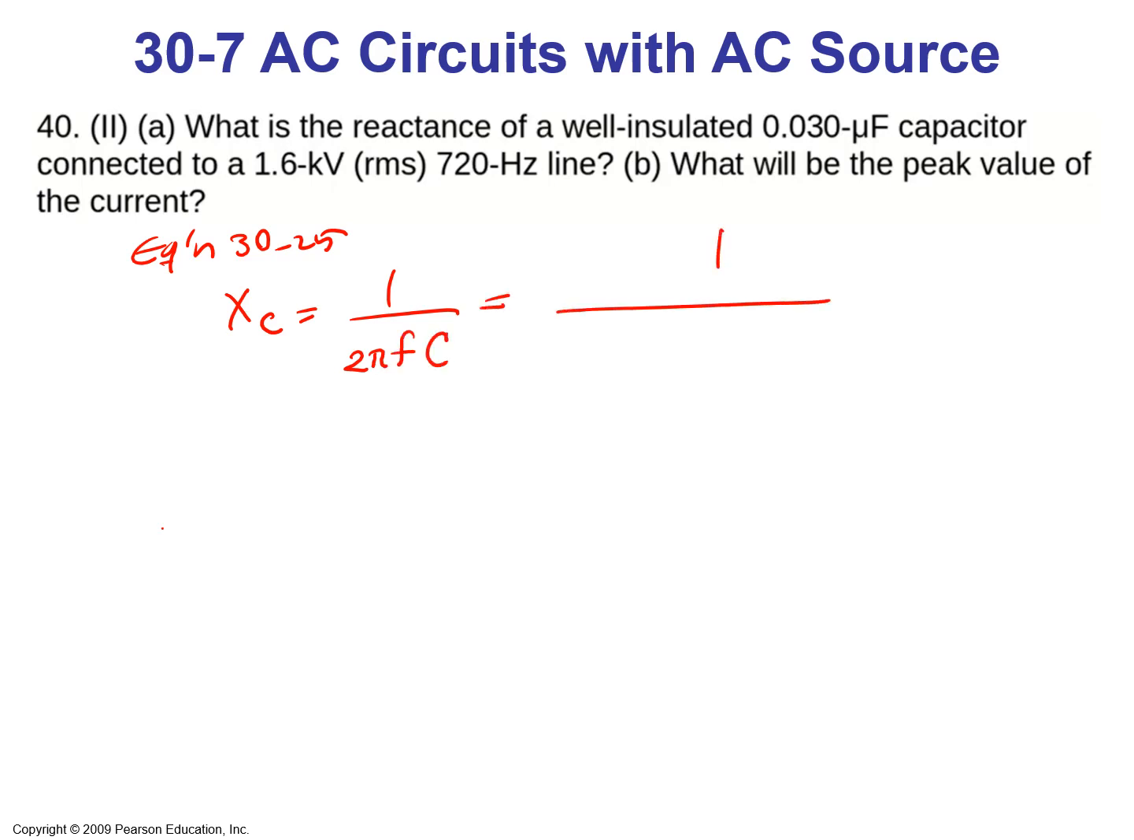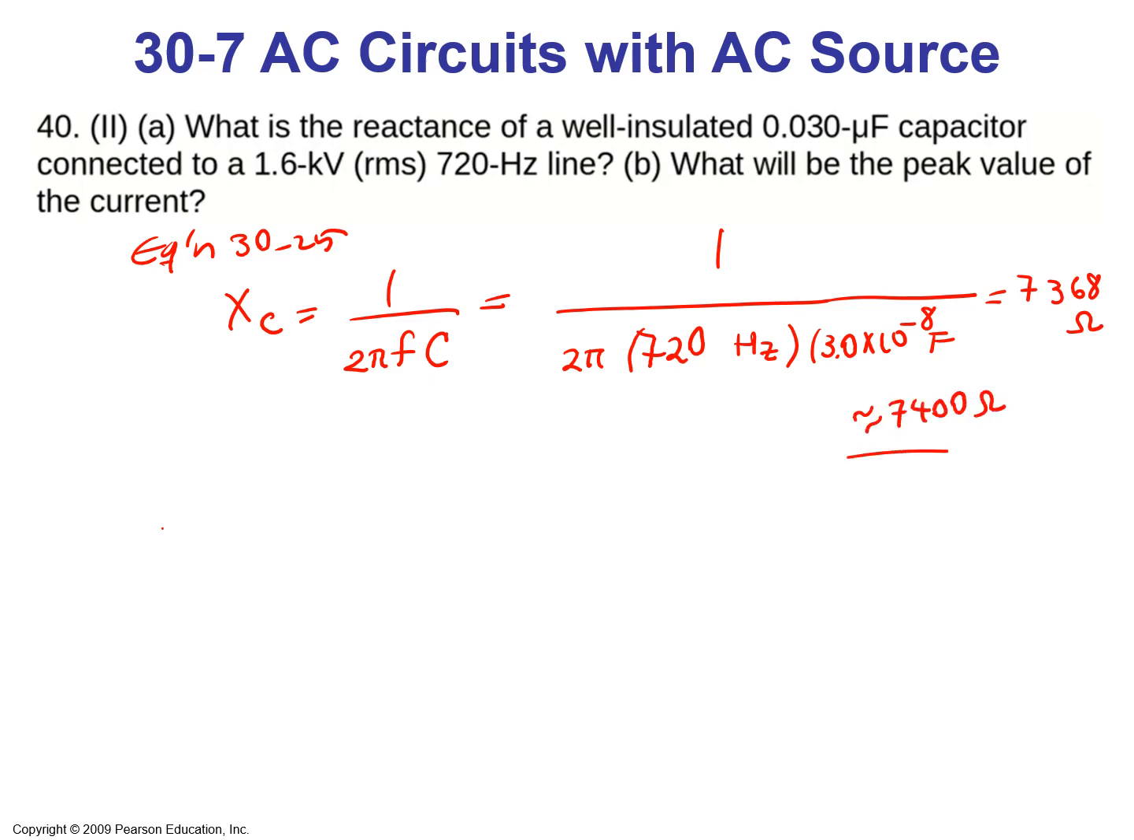Let's plug in the values. 1 over 2 pi 720 Hertz multiplied by 3 times 10 to the power minus 8 farad. That gives 7,368 ohms, almost equal to 7,400 ohm.